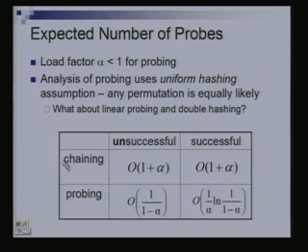So we can now capture it in a table. For unsuccessful and successful searches, when we had chaining, it was 1 plus alpha, recall. For probing, for an unsuccessful search, it was 1 over 1 minus alpha. And for a successful search, what I just showed you, it is 1 by alpha times log of 1 over 1 minus alpha.